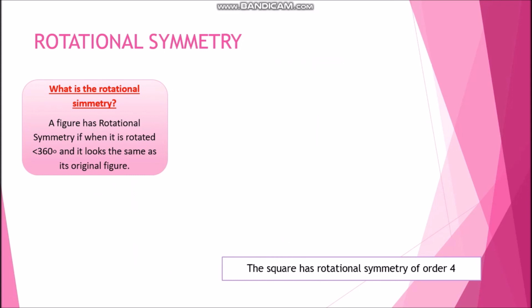Now, we are going to speak about the rotational symmetry. Vamos a hablar ahora de la simetría rotacional. And a figure has rotational symmetry if when it's rotated, for example, 360 degrees, it looks the same as its original figure. Un polígono tiene una rotación simétrica cuando al girarse o rotarse 360 grados siempre conserva la misma figura. Su figura siempre es la inicial, la original.